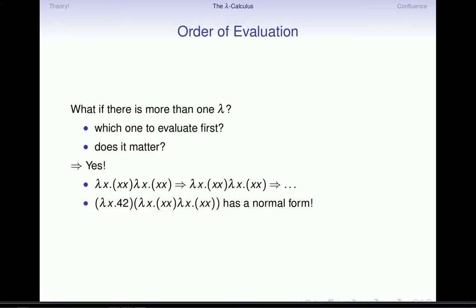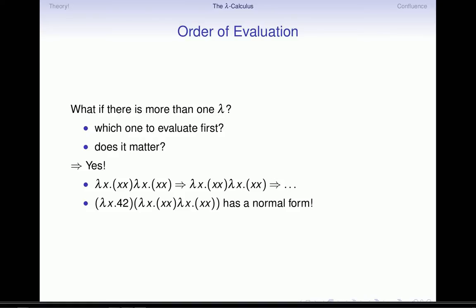And one very important part here is the order of evaluation. This means that if there is more than one lambda in an expression, as it is with this term here, which lambda should we evaluate first? Does it matter? Does it not matter? Surprisingly, it matters. The first expression has no normal form. You can evaluate it forever. But the other one has a normal form.